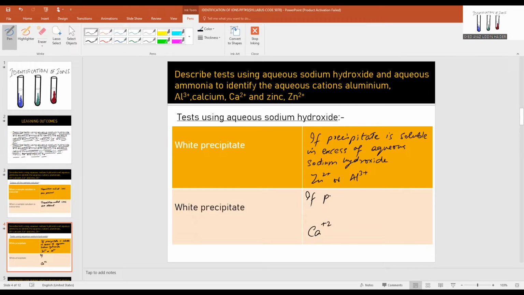If PPT, you can even write PPT, does not dissolve in excess of aqueous sodium hydroxide.